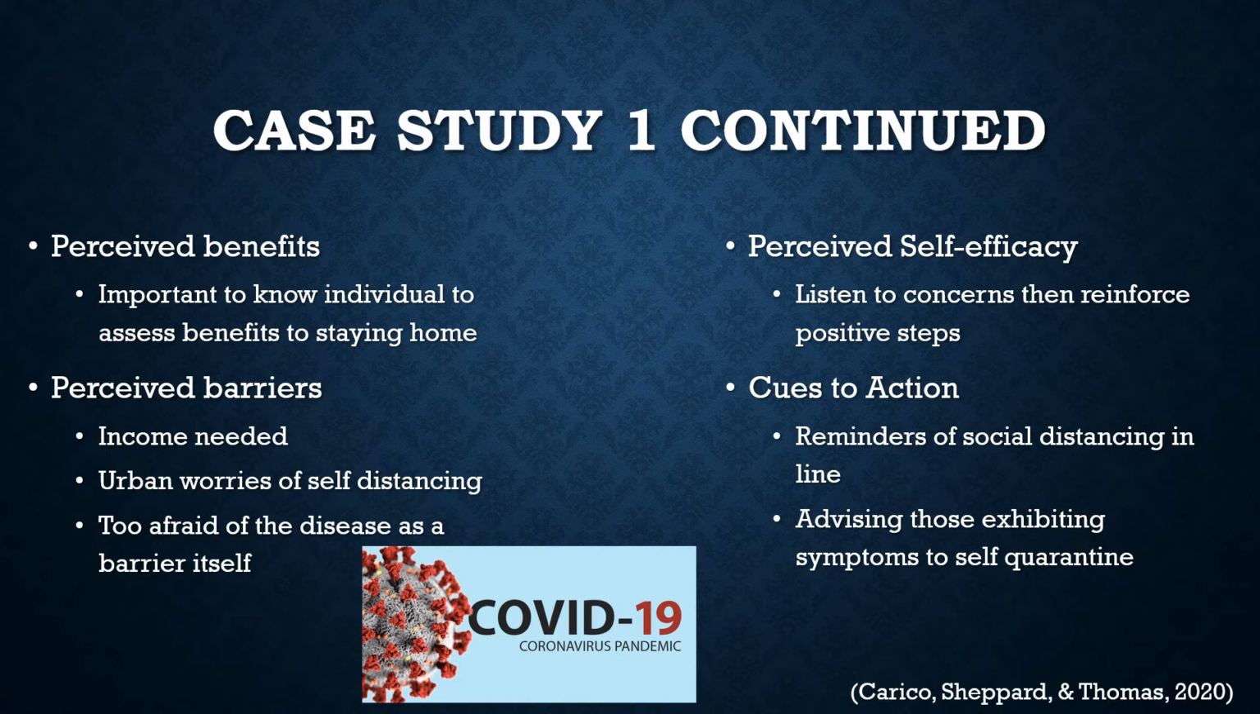For example, if someone's afraid of coming out to receive their medicine, the pharmacist could push for mail order refills or something like minimal contact solutions and methods created in the time of COVID-19. Cues to action would also play a role in this case study. In a community pharmacy, something like reminders of social distancing while standing in line, or advising those who are exhibiting symptoms to self-quarantine also play a role in this model.